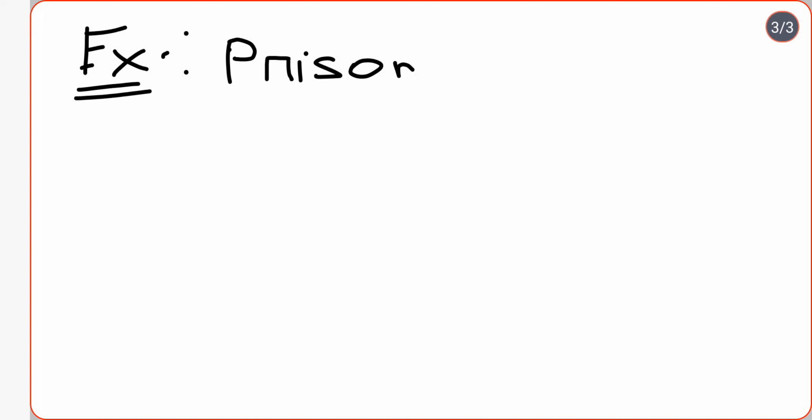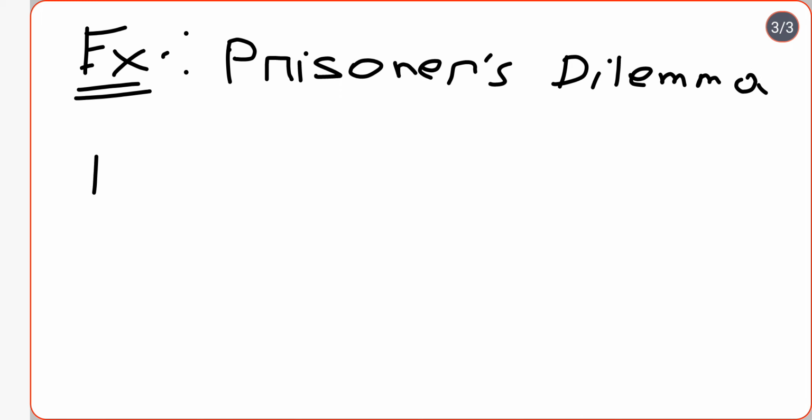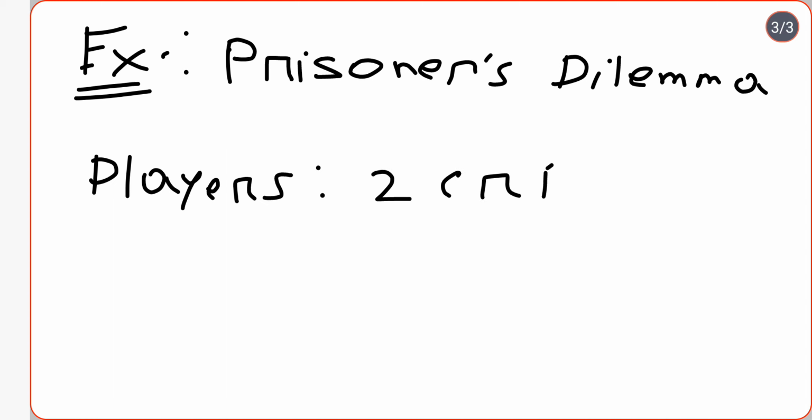Let us define it with an example. For this example we have two players, and we are going to take the example of the prisoner's dilemma. The simplified version of the prisoner's dilemma is the most proper example of the strategic form game. So we have two players, and the players are the two criminals.